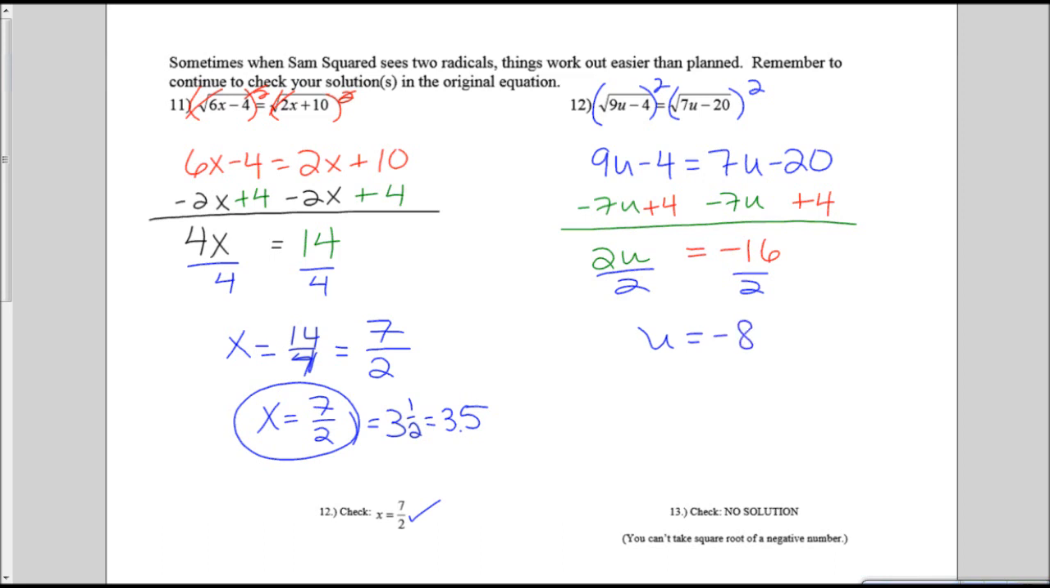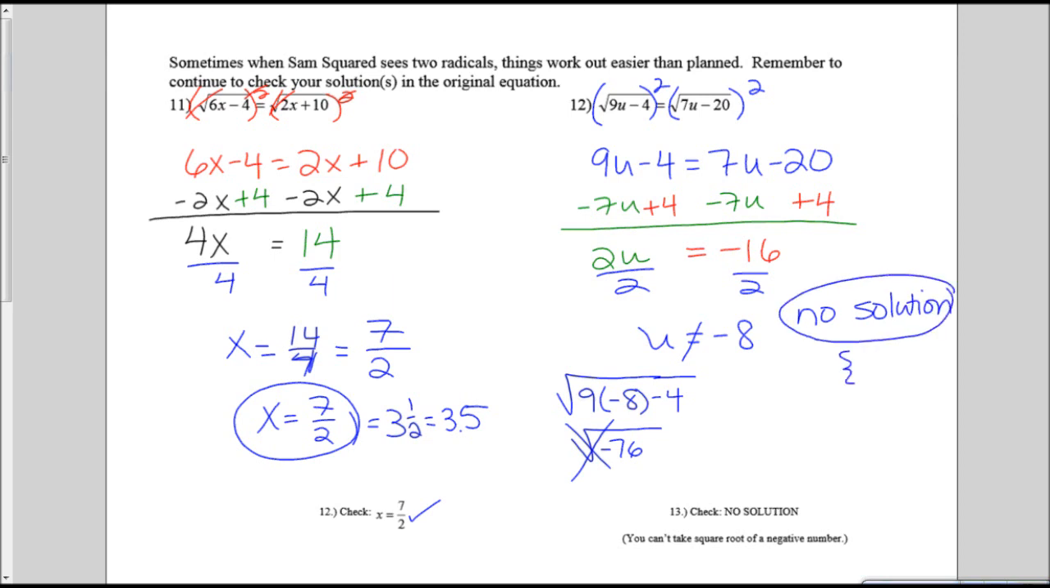So that looks like it's my answer, but in this one, when I go ahead and check, if I do 9 times negative 8 minus 4 all underneath the square root, I wind up with the square root of negative 76. I can't do the square root of a negative number. That would give me an imaginary. So since I'm solving these over the real numbers, I'm not going to worry about my solution of u equal negative 8. So I need to answer no solution. Or I could put the curly brackets with nothing inside of it, or I could do the circle with a line through the middle for no solution.